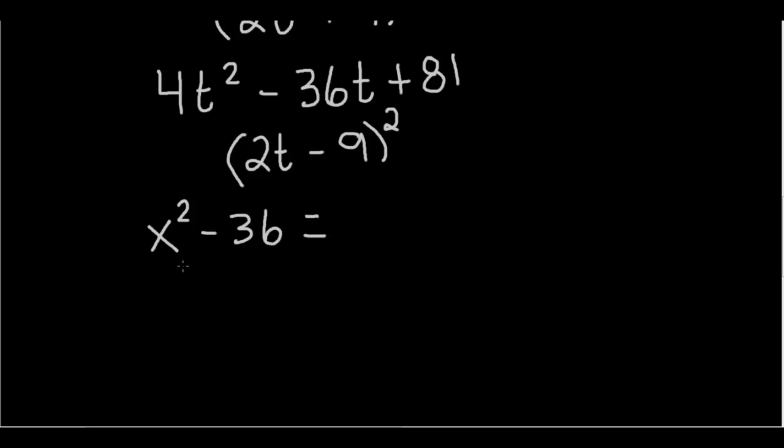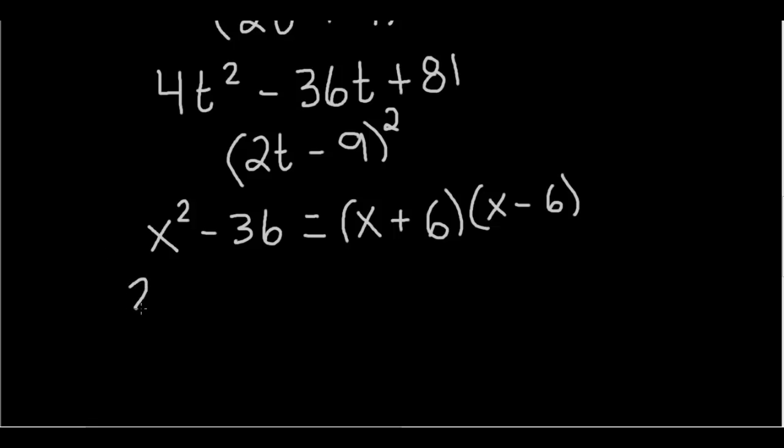To factor them, we're going to square root the first term. So the square root of x squared is x. The square root of the second term is 6. And I'm going to write two binomials. One of them will be positive, the other one will be negative. So x plus 6 times x minus 6. And that's that. You're done.